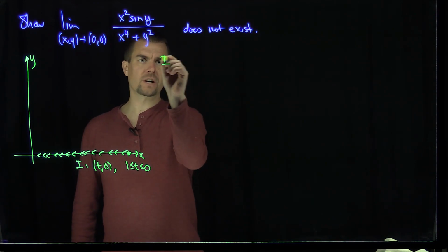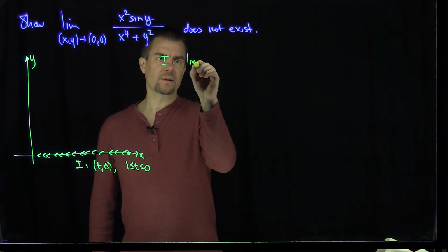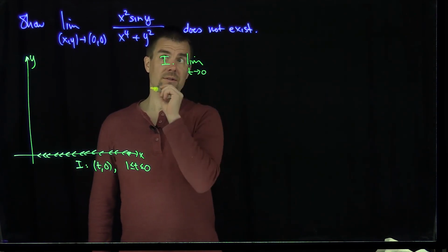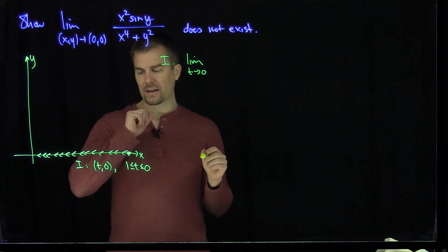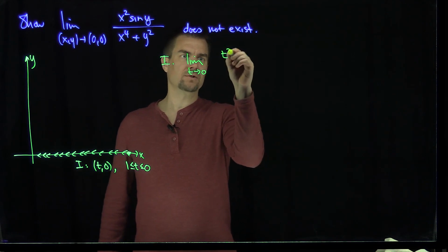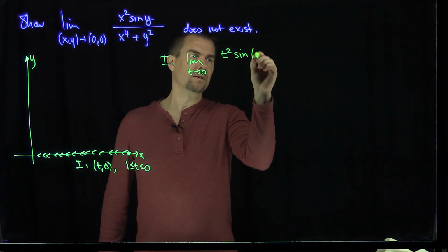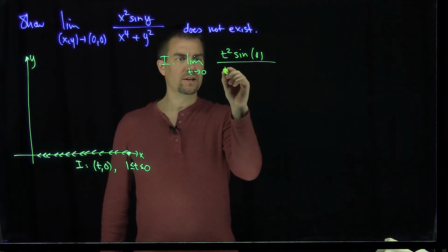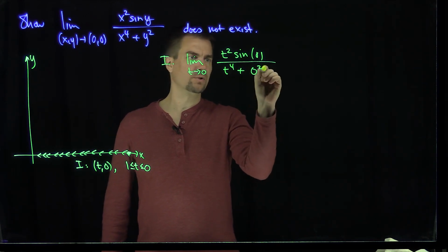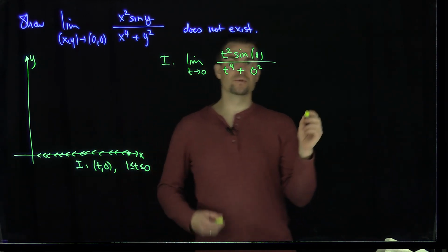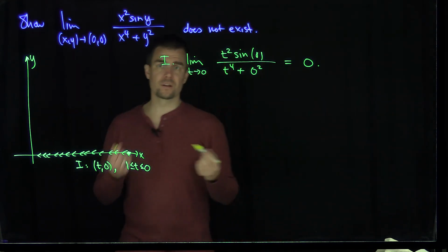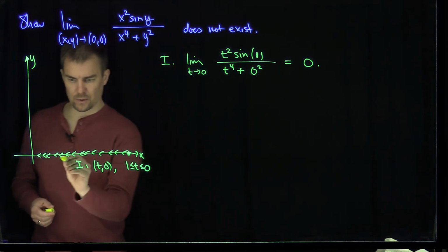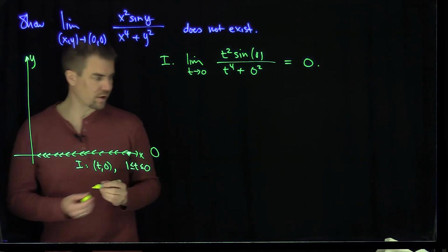So along trajectory number one, we're going to have the limit as t approaches 0 of what? Now my x is equal to t and my y is equal to 0. So I'm going to have a t squared sine of 0 over t to the fourth plus 0 squared. Now the sine of 0 is 0, so this limit is identically equal to 0. So along trajectory number one, the limit is equal to 0.